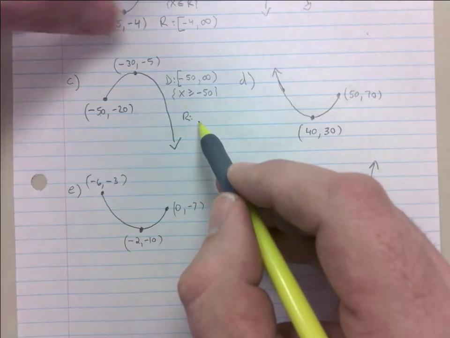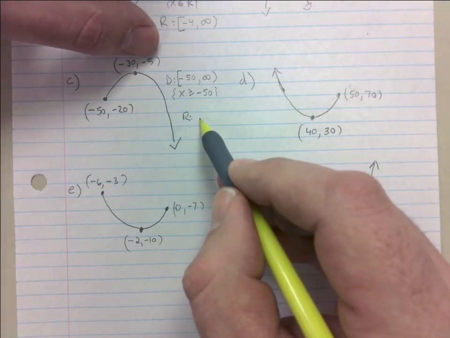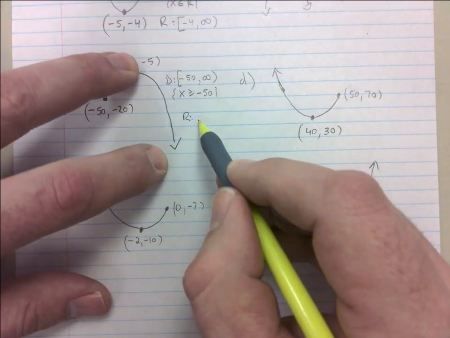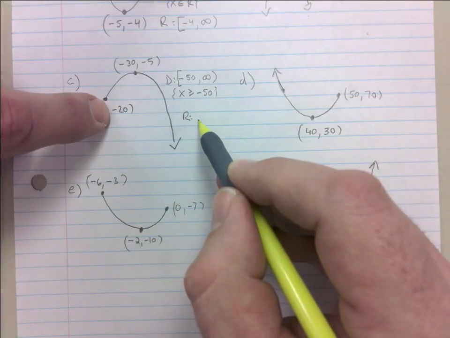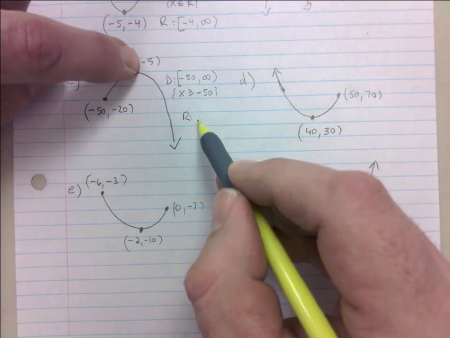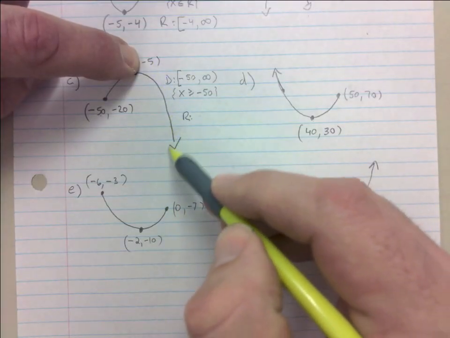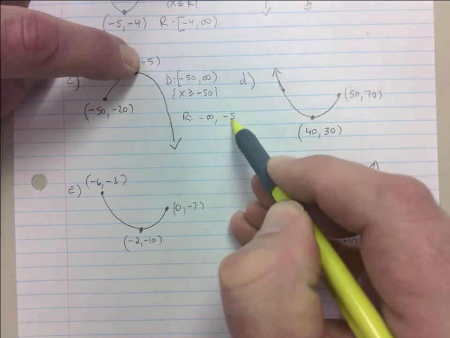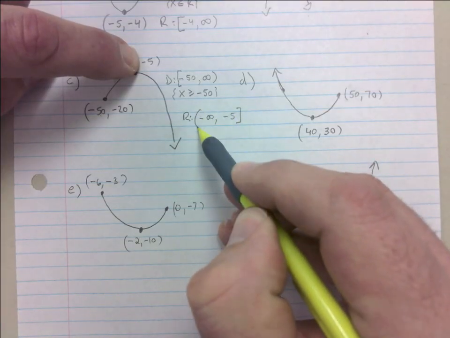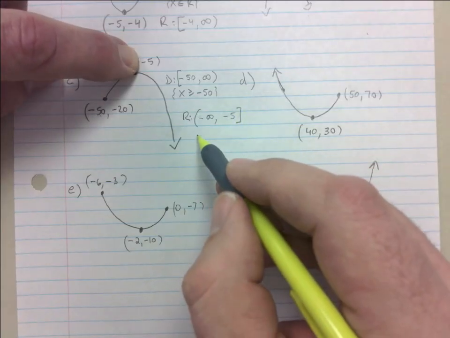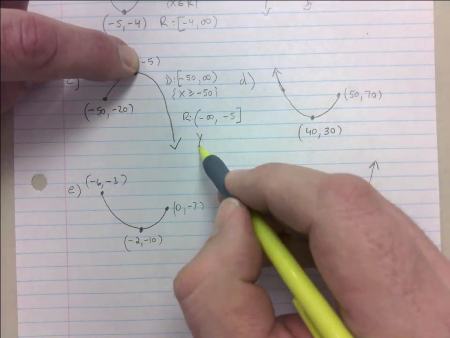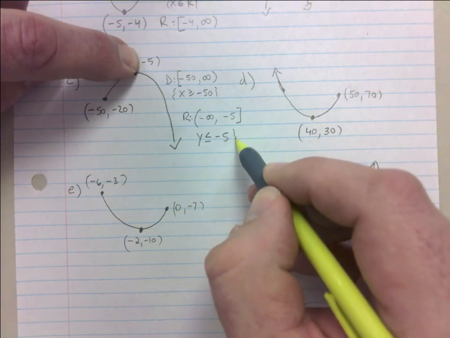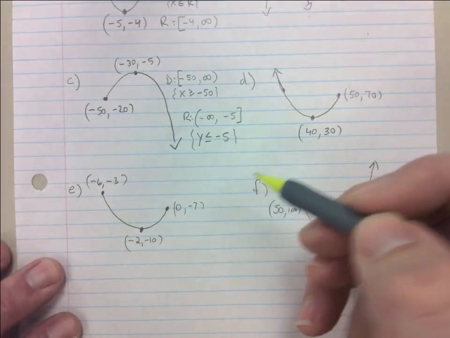Okay. For range, this goes from as high as negative 5 all the way to negative infinity. Okay? So I'm looking at the y values. I don't care about this one. This is the highest I get to, and the lowest I will never get to, right? So this is negative infinity all the way to negative 5. Negative 5 is included. Negative infinity obviously isn't. And in terms of set notation, I'd say y has to be less than or equal to negative 5. Okay? So there you have it.